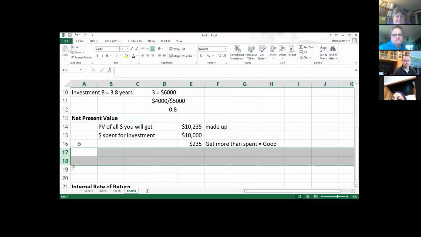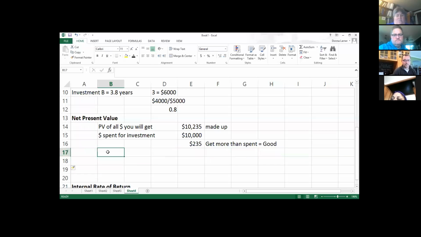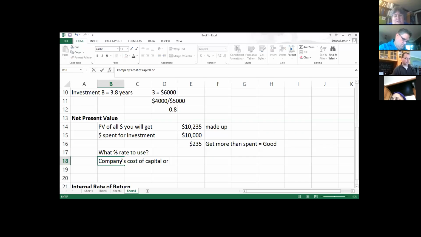Now, what we need is we need to know what interest rate to use. Because when you do present value calculations, you got to put in the number of periods, but you also have to put in an interest rate. What you use there is the company's cost of capital or their required rate of return. That's what you use.